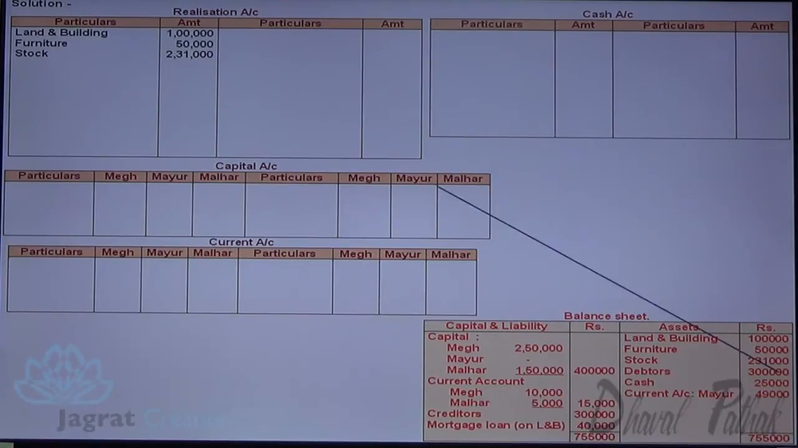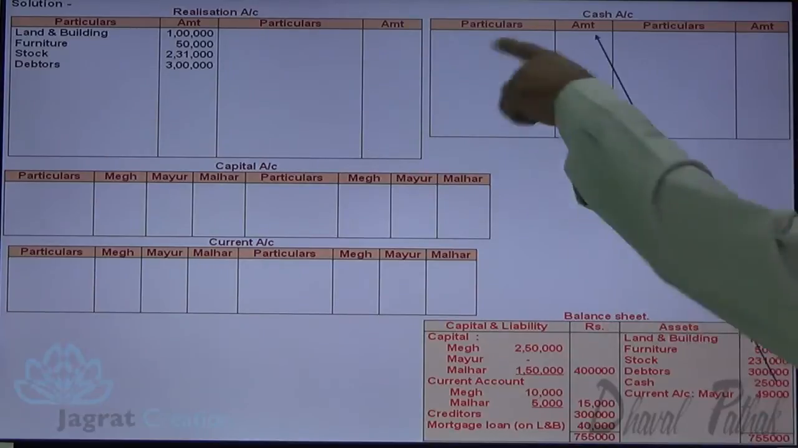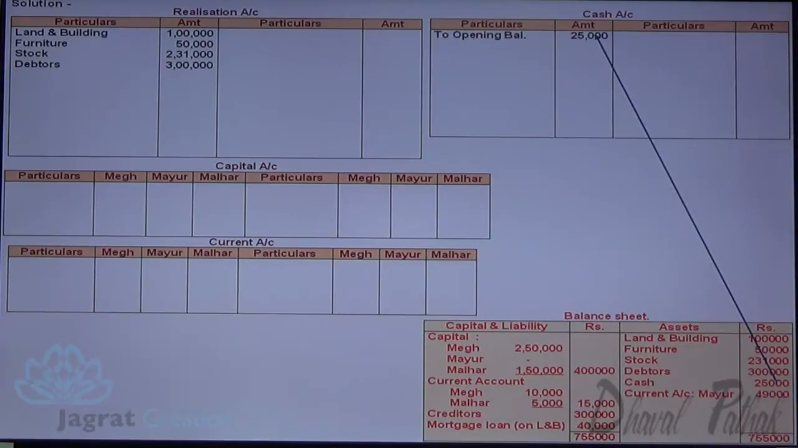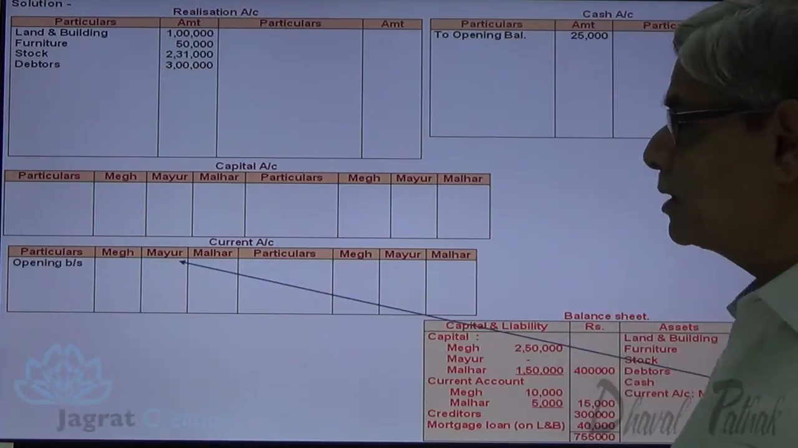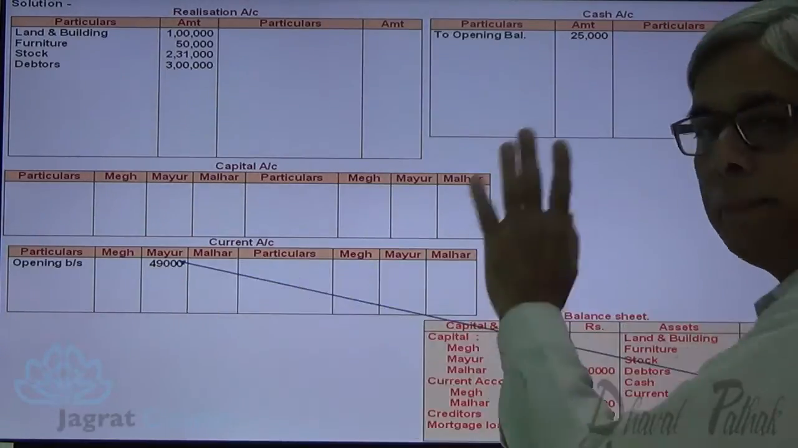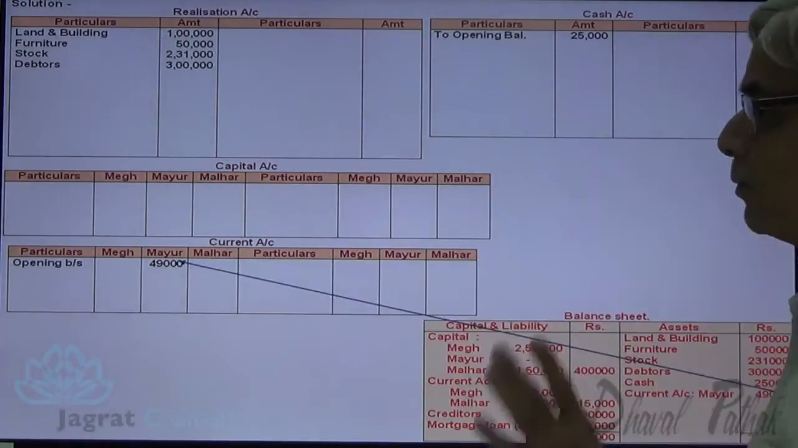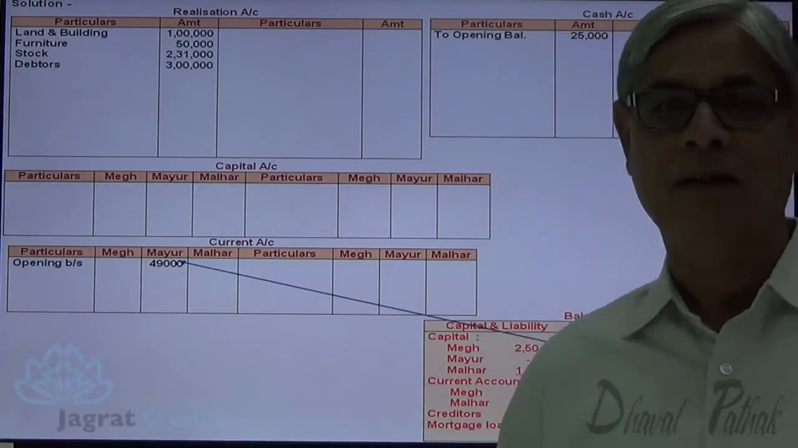Debtors 3 lakh debited to realization account. Notice it. Cash balance will appear as opening balance in cash account. Current account of Mayur will be transferred to the debit side of Mayur's current account. These are the current accounts of the partner. Mayur holds a debit balance. So this debit balance appearing on the asset side is recorded as 49,000 opening balance in the current account of Mayur.